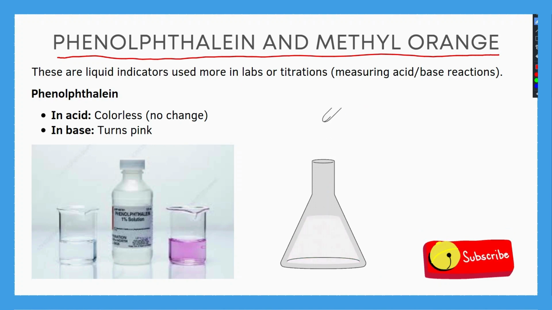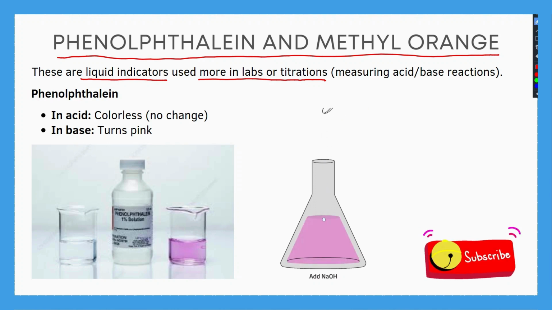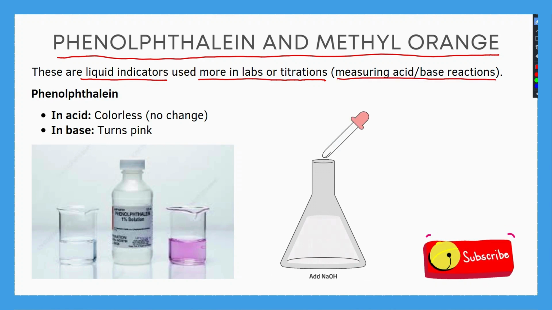In the first case where we talked about litmus paper, it is actually a solid indicator because paper basically comes in the solid state of matter. So in this case, phenolphthalein and methyl orange are actually liquid indicators that are used more often in laboratories or in titrations. Titrations are chemical reactions whereby an acid is reacted with a base in order to find the concentration of the two of them. Now, proceeding further, let's start with phenolphthalein.